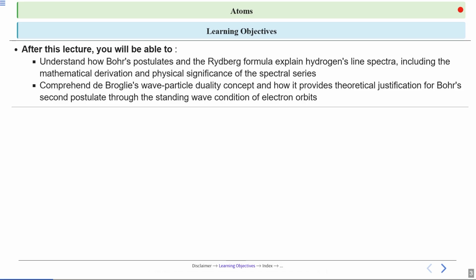Next, you will be able to comprehend de Broglie's wavelength wave-particle duality concept. This idea says that particle-like electrons can behave like waves, and this helps explain why only certain orbits are allowed in Bohr's model. You will see how the standing wave condition leads to quantized orbits and how this supports Bohr's second postulate.